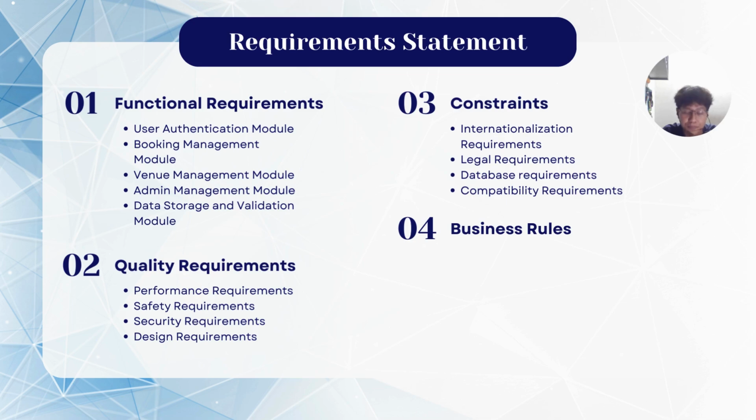Next is quality requirements. We have four categories of quality requirements, which are performance, safety, security, and design. And then we'll delve into constraints. There are internationalization requirements, legal, database, and compatibility requirements. And then last but not least will be the business rules, or you can also call them domain rules.